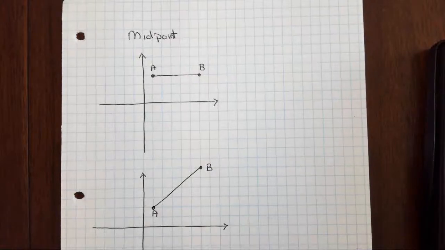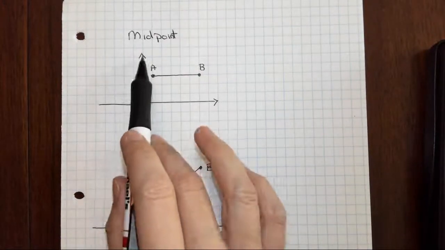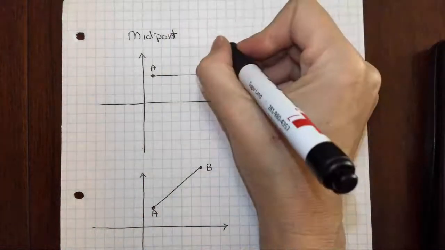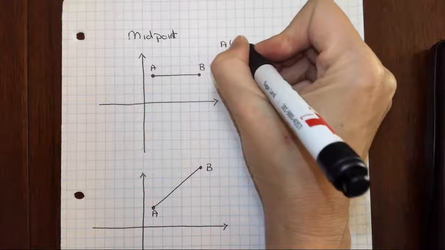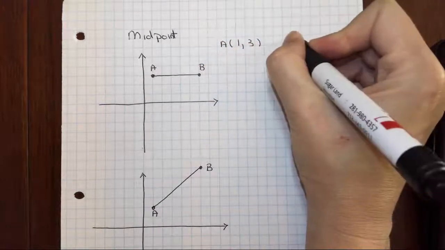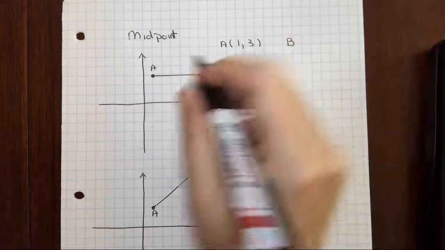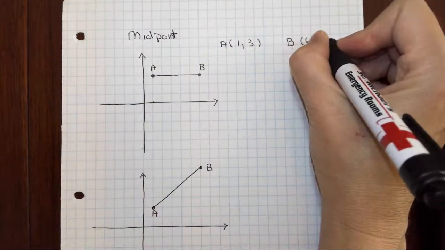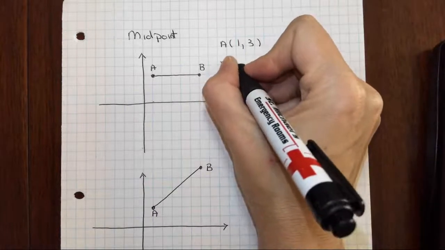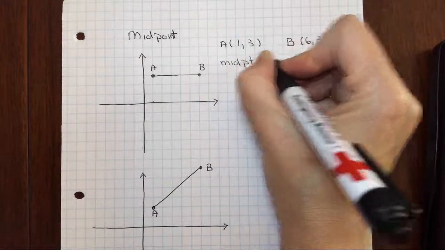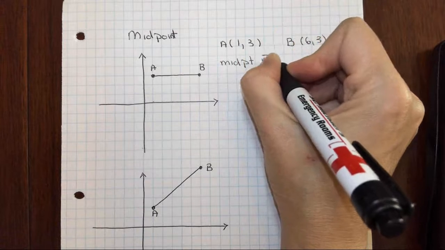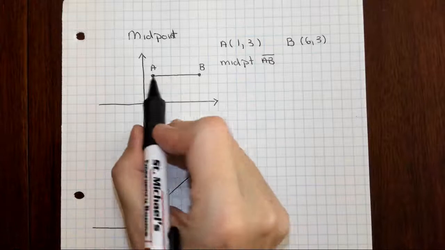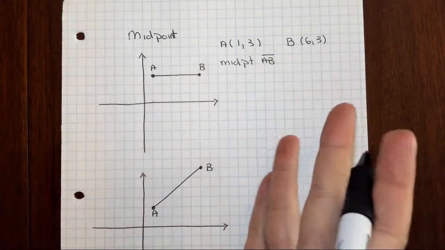Today we're going to work on midpoint, and I started with a very simple graph. I have given that point A is at (1, 3), and I've stated that point B is at (6, 3). And I want to find the midpoint of segment AB.